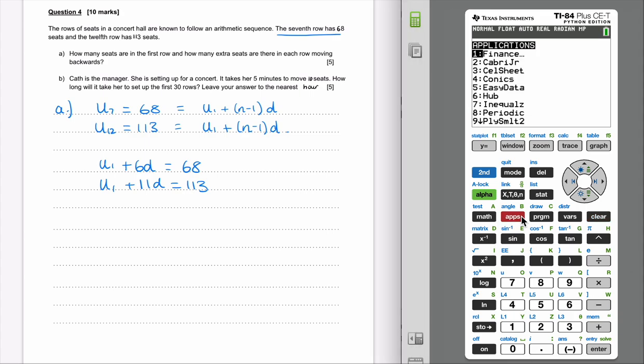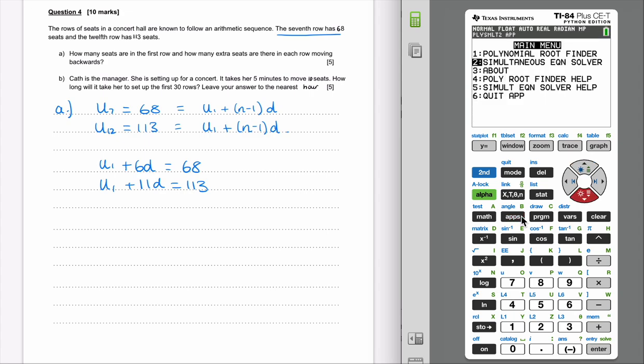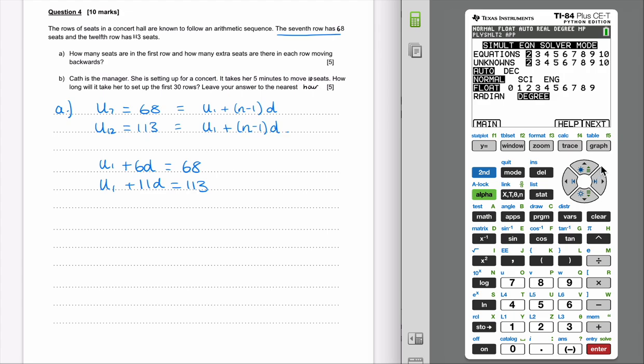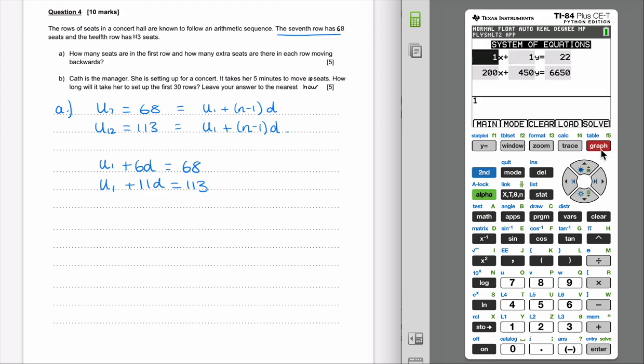So we're going to go to apps and then Polysimult 2 and simultaneous equations. So if we go through to next, we can see that the first, so like the x, if you like, the u1 is just one of them. We have 6 of the second unknown d, and that equals 68. And then the next one is also 1, this time 11d, and it equals 113.